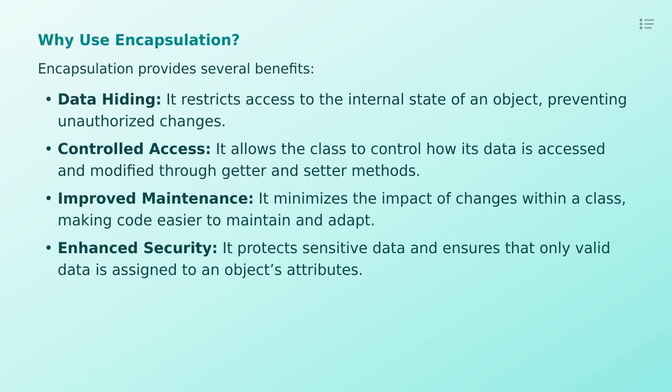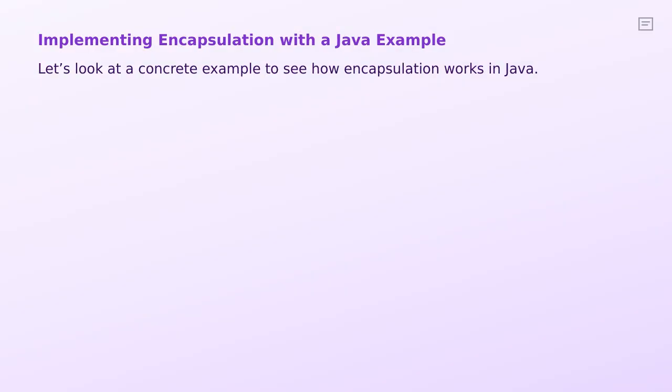Next, controlled access. It allows the class to control how its data is accessed and modified through getter and setter methods. Also, improved maintenance. It minimizes the impact of changes within a class, making code easier to maintain and adapt. The full list is on the slide if you want to review it. Let's move on to implementing encapsulation with a Java example.